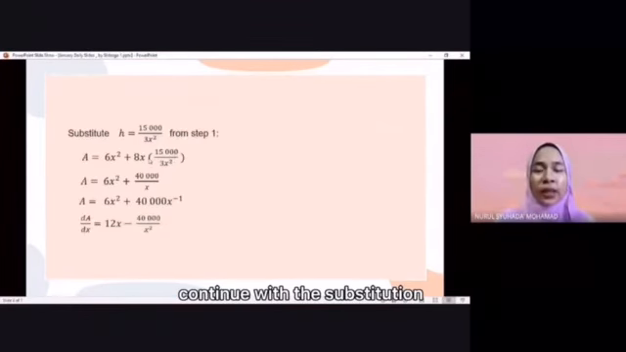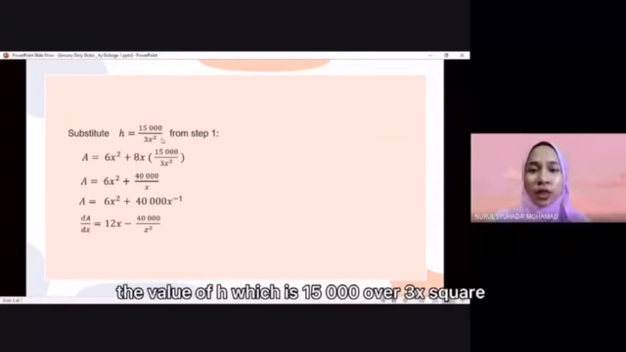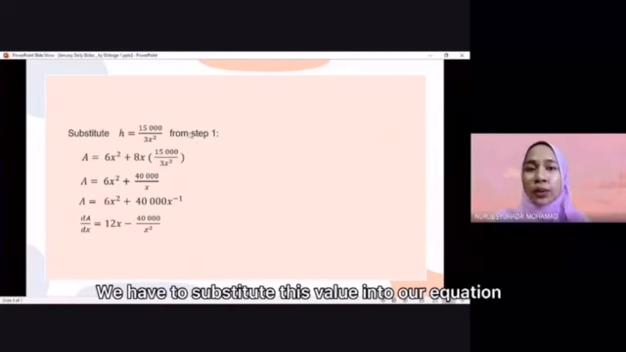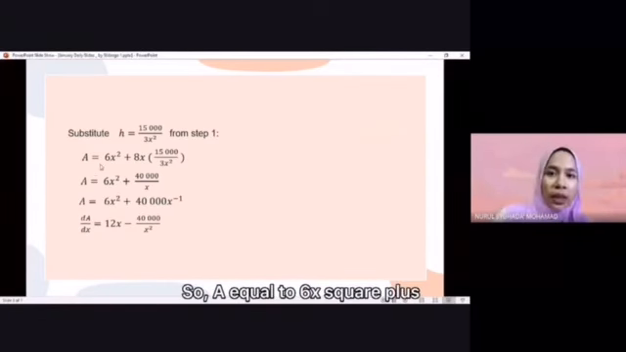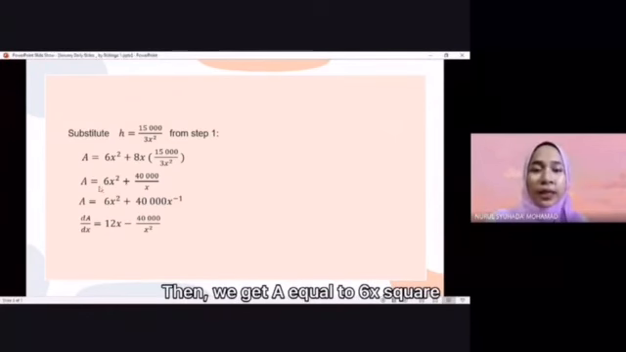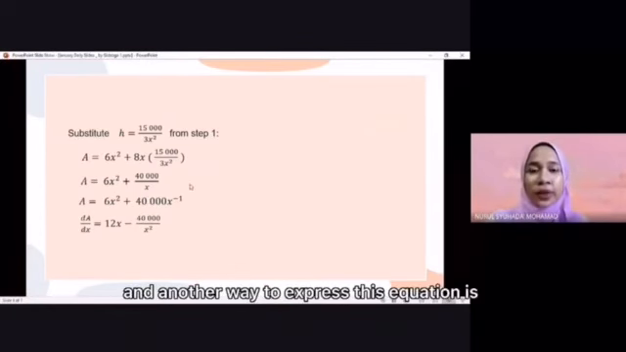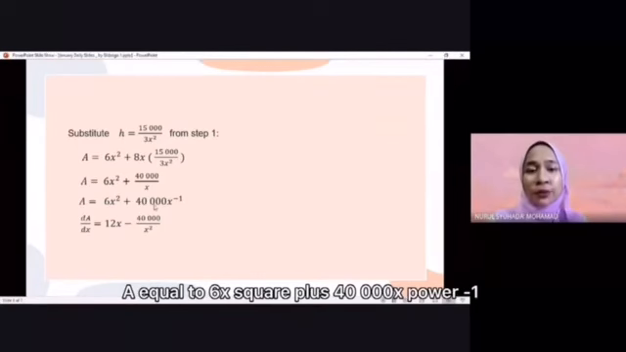Continue with the substitution. Since in step 1, we already have the value of h, which is 15,000 over 3x squared, we have to substitute this value into our equation. So A equal to 6x squared plus 8x times the substitution of h, which is 15,000 over 3x squared. Then we get A equal to 6x squared plus 40,000 over x. And another way to express this equation is A equal to 6x squared plus 40,000 x power negative 1.